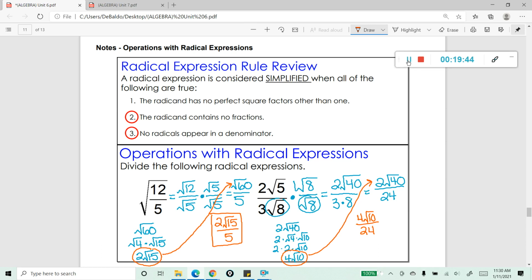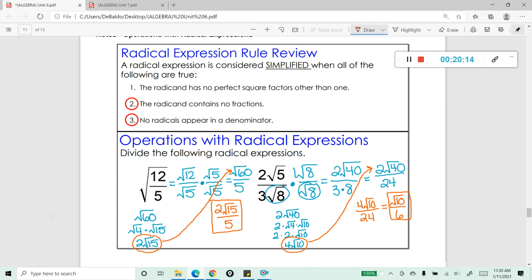Now you may see a little issue here. Do you notice how my coefficients can be simplified down? 4 over 24 can actually simplify down to 1/6. So I'm going to go ahead and do that. I'm going to be left with root 10 with that imaginary 1 out front over 6. And that is my simplified expression.